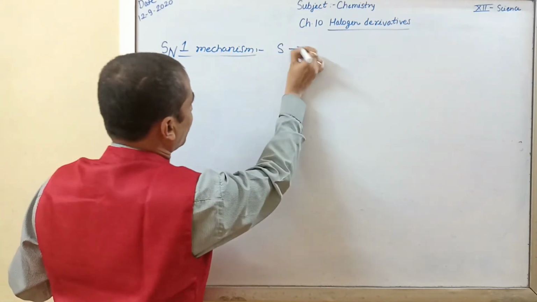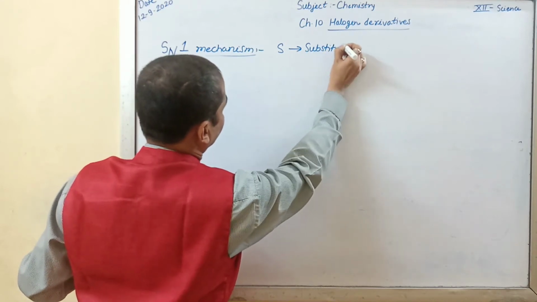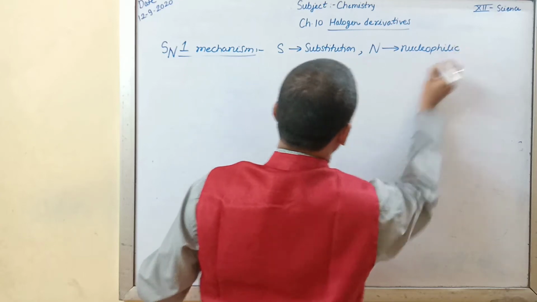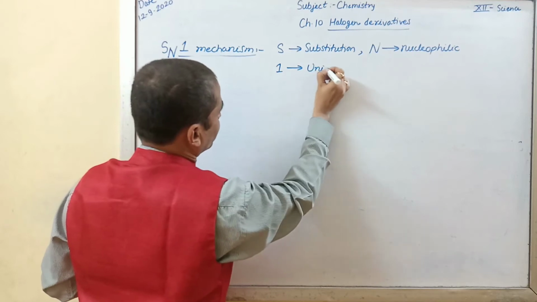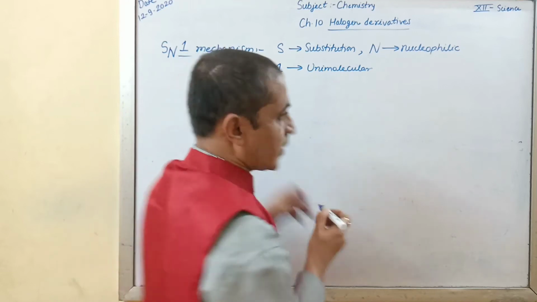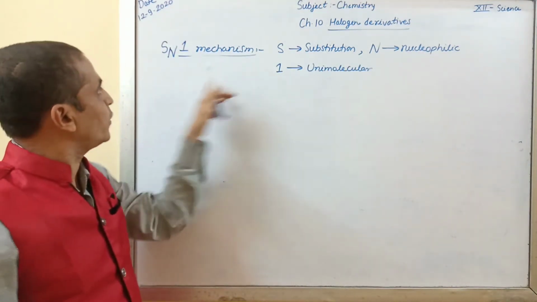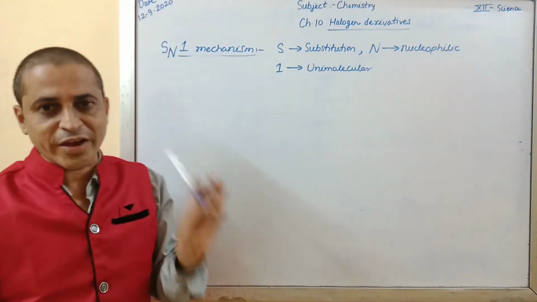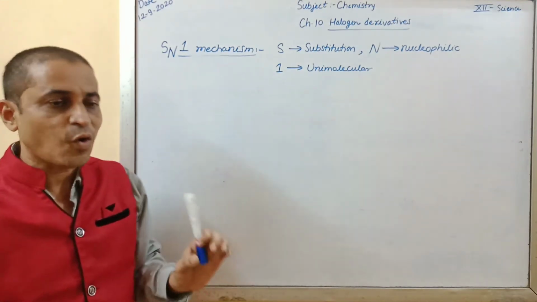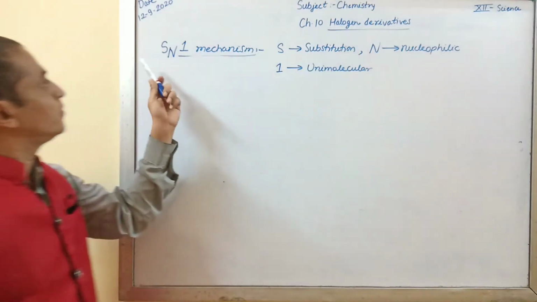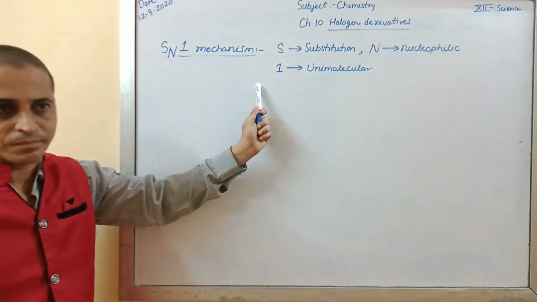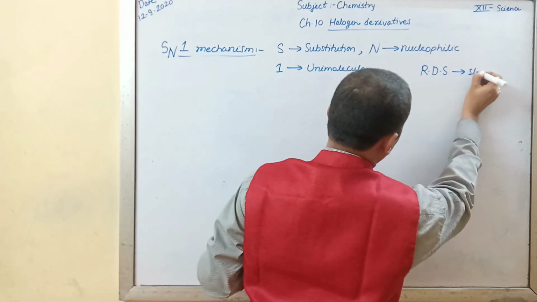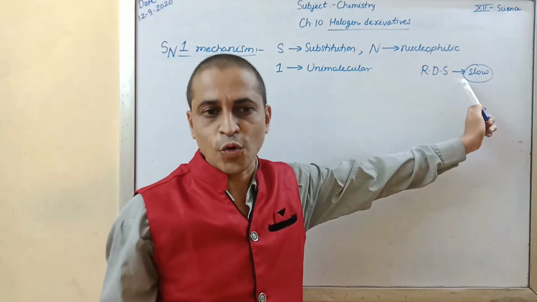You know that S stands for substitution, N stands for nucleophilic, and 1 stands for unimolecular. See, SN1 reaction is unimolecular. We have one question, why it is unimolecular. So the nucleophilic substitution reaction whose rate determining step contains only one species, then the reaction is called as substitution nucleophilic unimolecular reaction. And you know that rate determining step is written as RDS, and it is the slow step. Remember, rate determining step is always slow step.